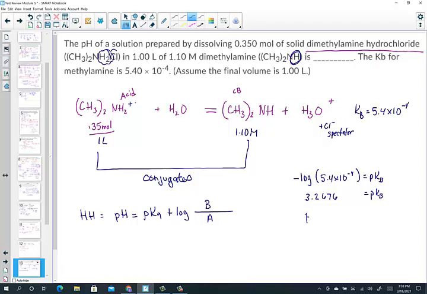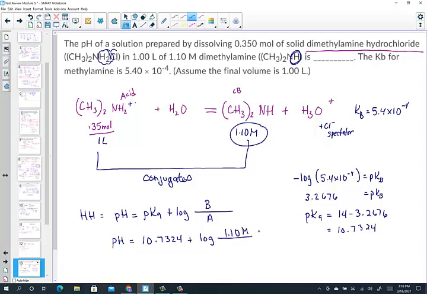I need pKa to do my Henderson-Hasselbalch. So 14 minus that answer, and that's 10.7324, which is plenty of decimals. My pH of this solution will be found by taking that pKa and adding the log of the ratio of the base, 1.10, over the acid, 0.35.